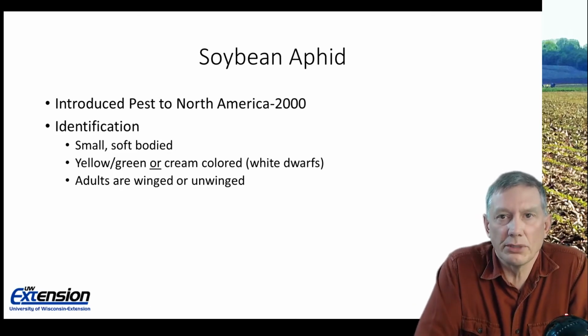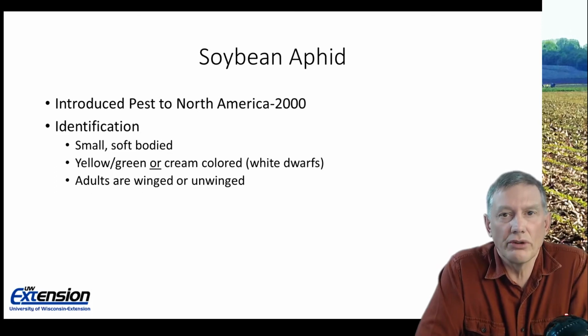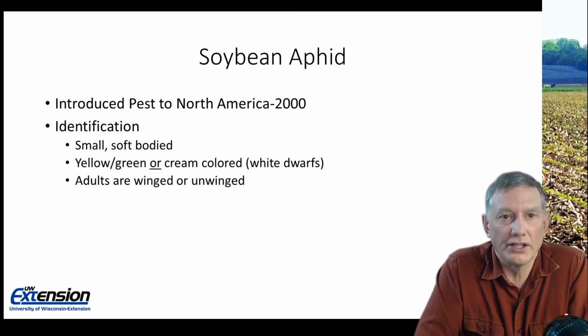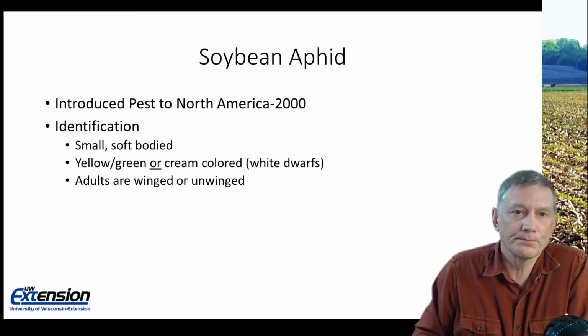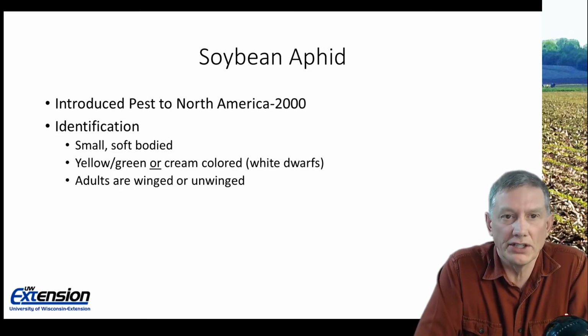Finally, I would like to finish up with soybean aphids. They are an introduced pest in North America, first found in North America in 2000, right around the area of Milton and Janesville, Wisconsin. They are a small, soft-bodied insect.